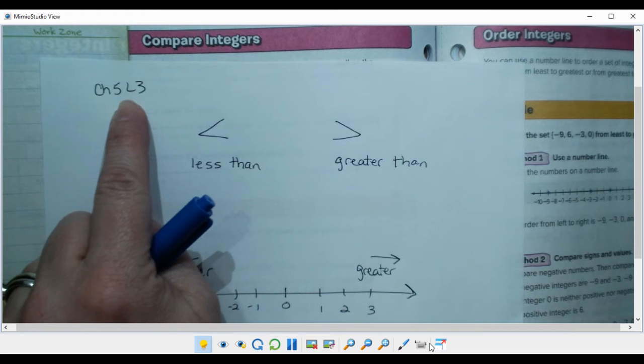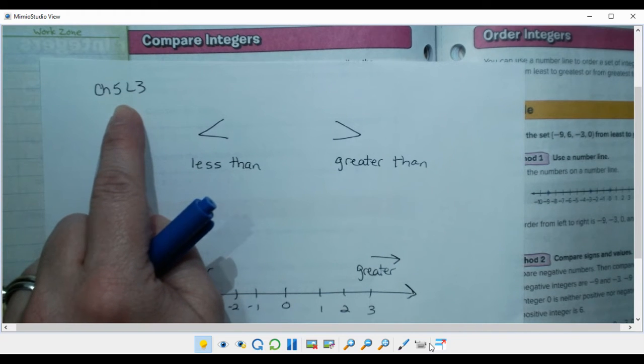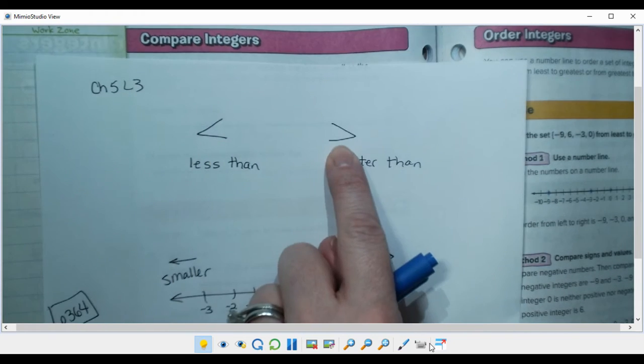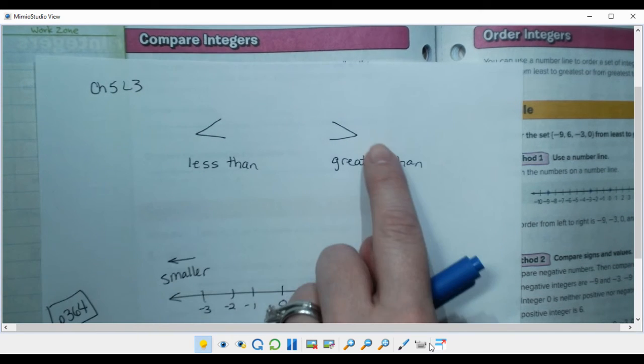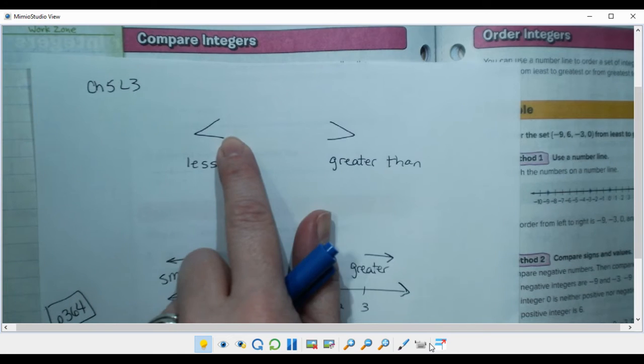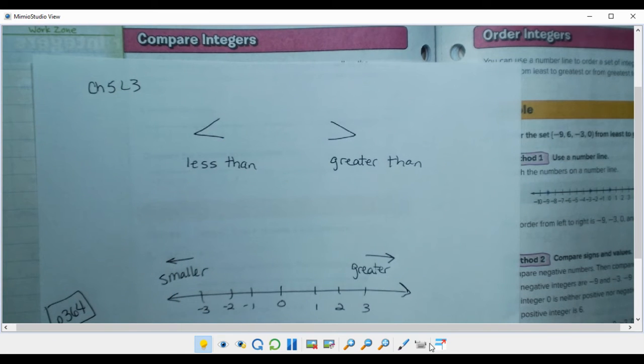So let's take a step back and review some symbols first. You usually are really good about where to put these, right? You know that the pointy part is the smaller number and the open part is the bigger number, like the alligator mouth, the bird beak. But when you're asked to read it, sometimes that can be a little tricky.